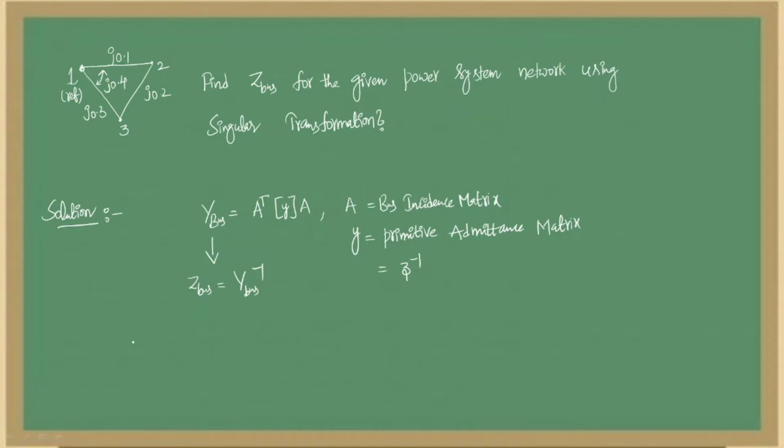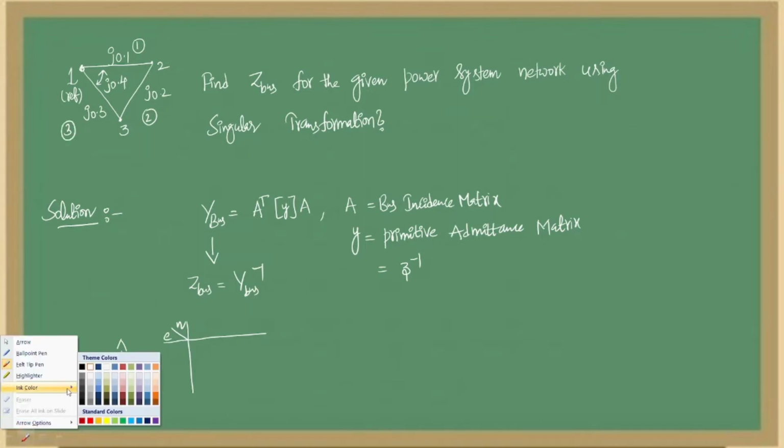How can I find the bus incidence matrix? The bus incidence matrix can be obtained from the element node incidence matrix by removing the column related to the reference node. What is the reference node here? Node 1. Let me form the element node incidence matrix, which has rows as the elements and columns as the nodes. I am considering this element as the first element, the element between 2 and 3 as the second element, and the element between 3 and 1 as the third element.